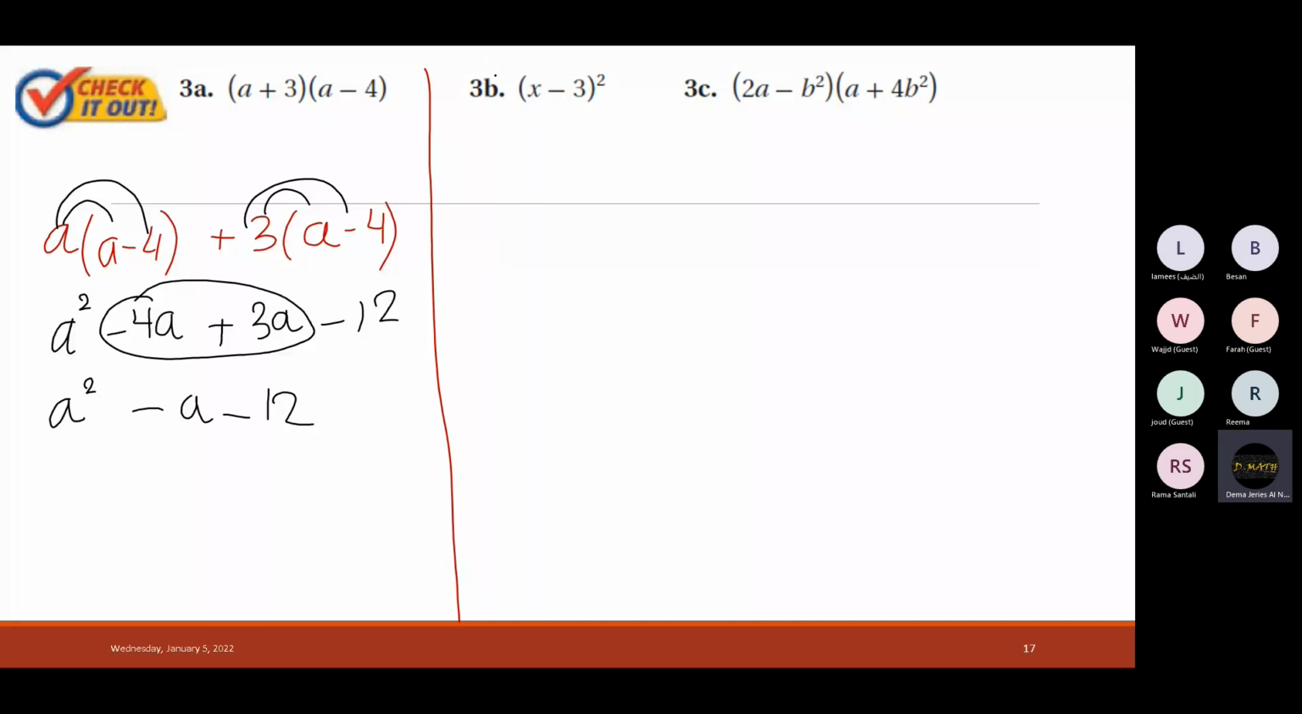Now, after the period, today we have 3b and 3c as homework. Multiply them and send me the answers on Telegram. Okay, 3b and 3c in your book.